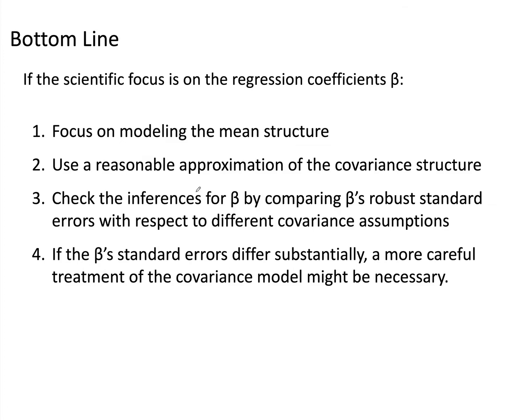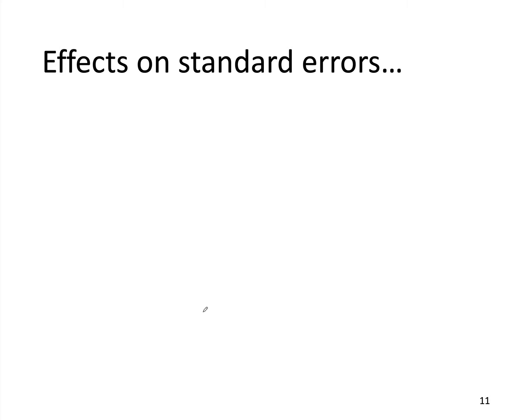So the bottom line is, if the scientific focus is on the regression coefficients, the betas, the mean structure of the model, then using this reasonably approximate covariance structure that we're going to estimate directly from our model is a totally great way of dealing with this problem. We get our betas, we get our robust standard errors that understand this covariance structure, and that allows us to just interpret our model the way we would any old regression, and we'll look at that in a little bit.